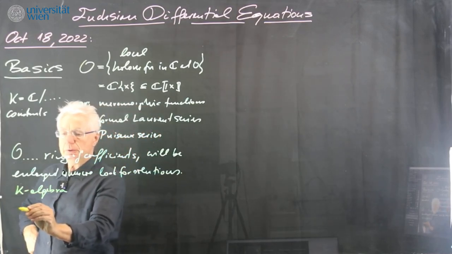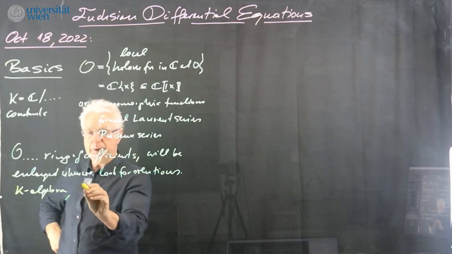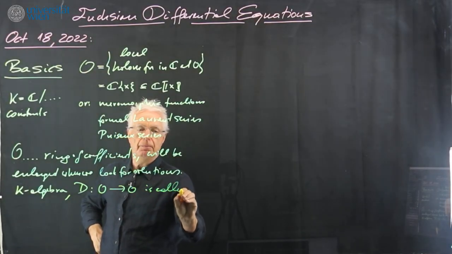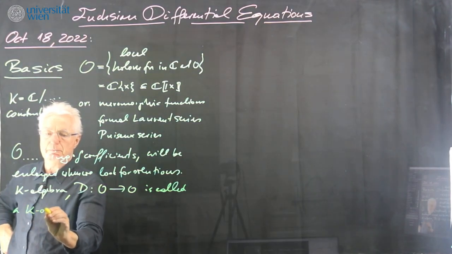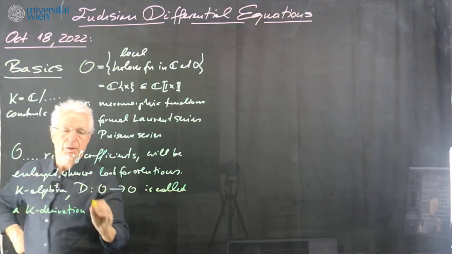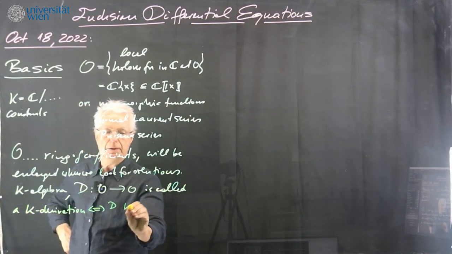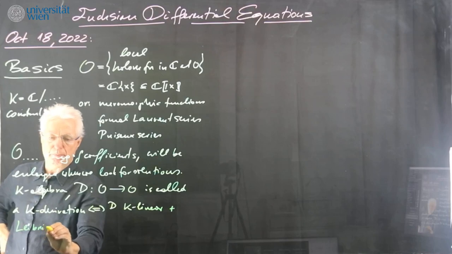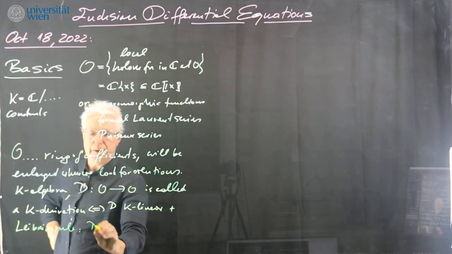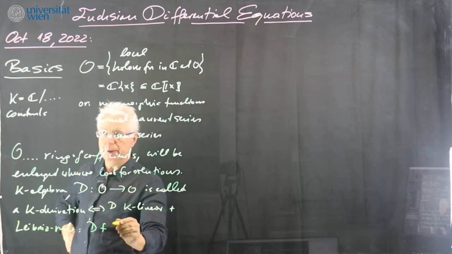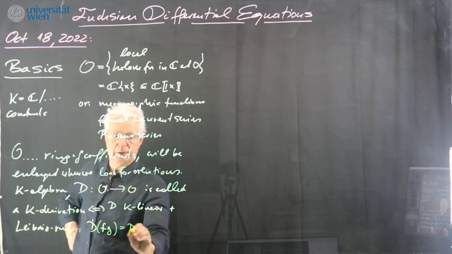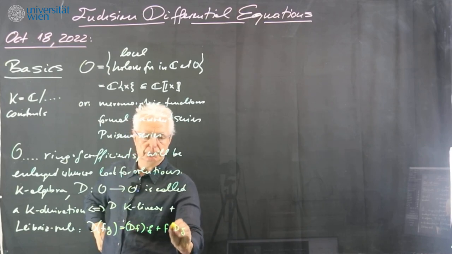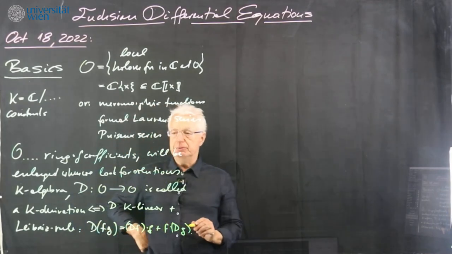And then we define a derivation. So let me denote D from O to O. It is called a K-derivation if it is K-linear plus the Leibniz rule or product rule. So D, my elements in the ring O will always be f, g, and h. D(fg) is D(f) times g plus f times D(g). Very well known formula. Okay, that's the derivation.